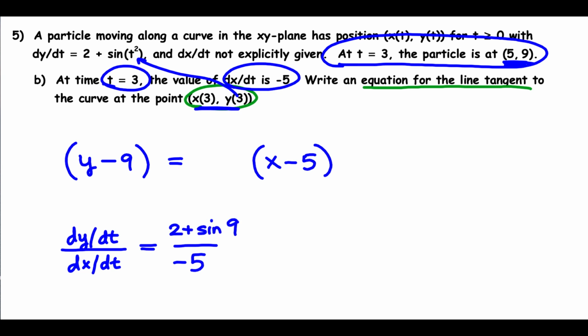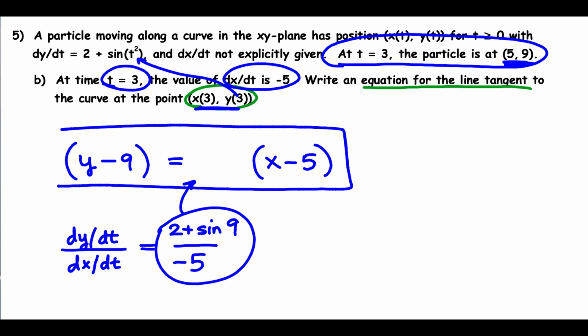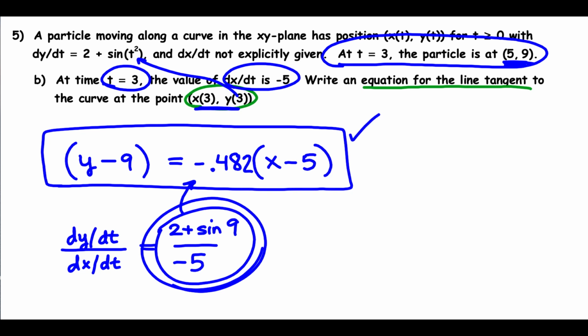And honestly, you could take this and just jam it right in there, and that would be a perfectly fine answer because free response questions do not have to be simplified. It's kind of obnoxious. If you do figure out what this is on a calculator, it'll come out to negative 0.482. Negative 0.482. And that's the equation for the tangent line at time t equals 3.